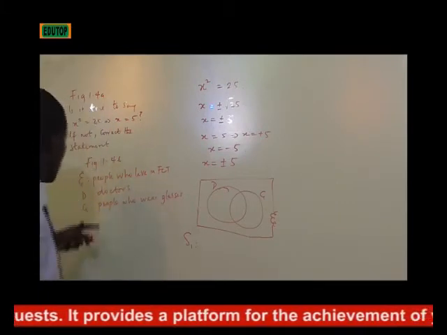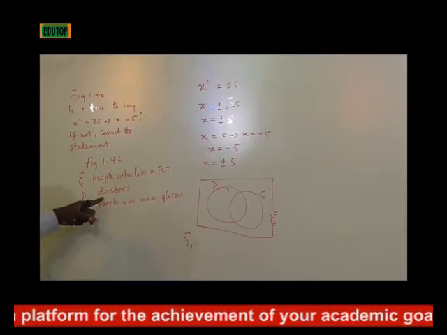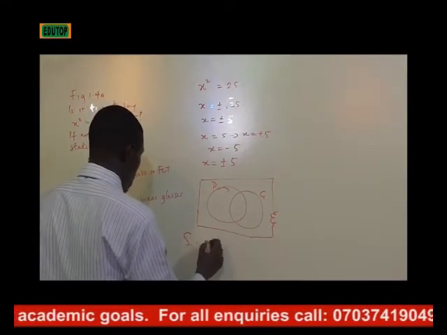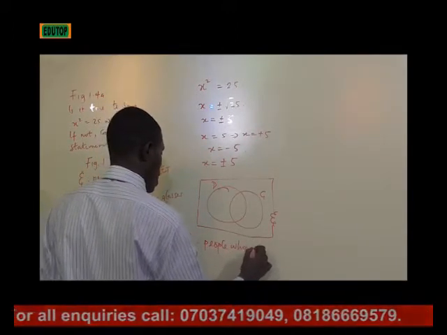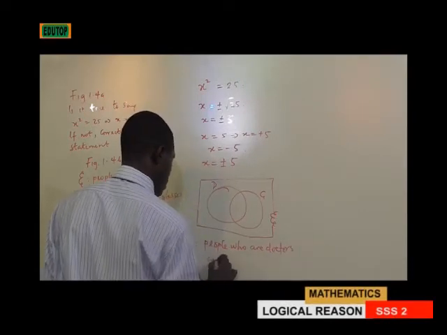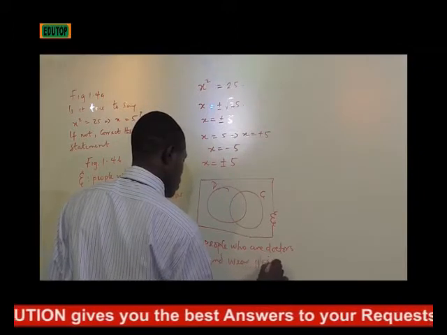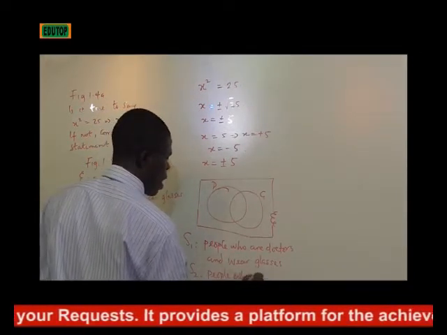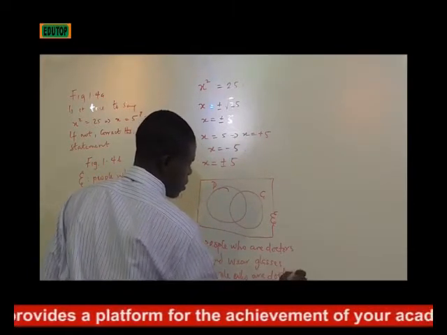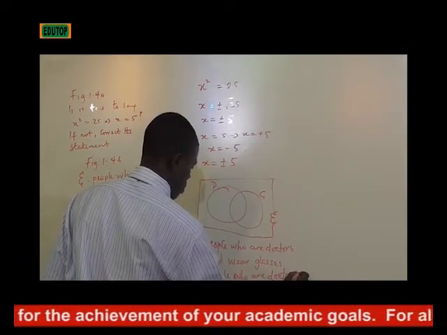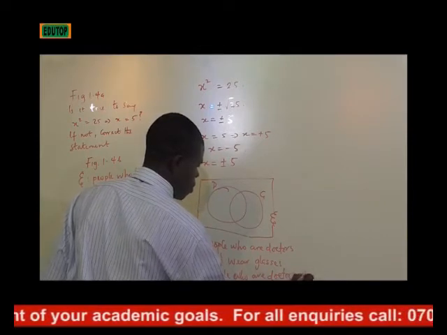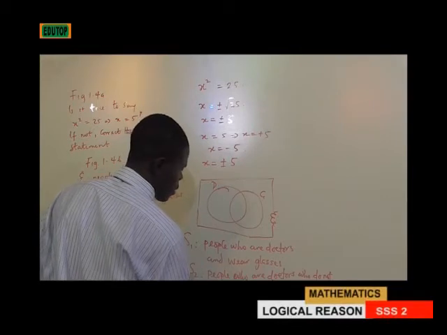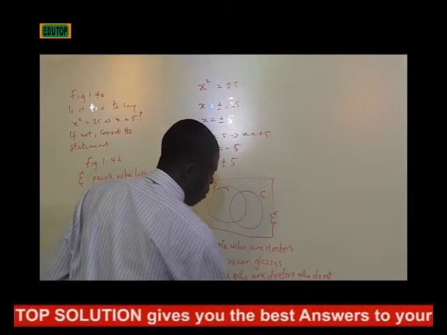S1 can definitely be people who are doctors and who wear glasses. Let S1 be people who are doctors and wear glasses. S2, let it be people who are doctors or who do not wear glasses, or either or both.